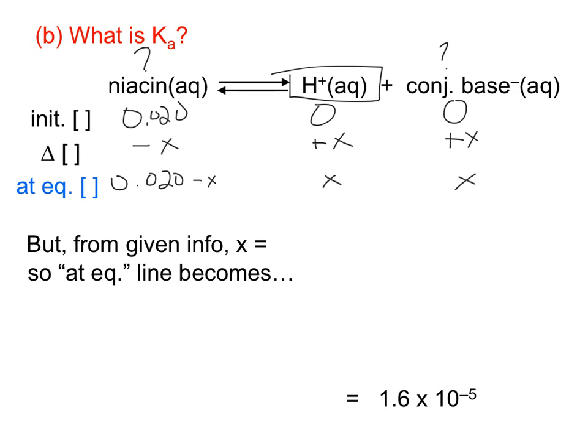So we have a given X, which is going to equal the H plus concentration, which equals 10 to the negative 3.26. That's where I'm trying to get to that answer. Hopefully I get it right. 5.5 times 10 to the negative 4th molar.